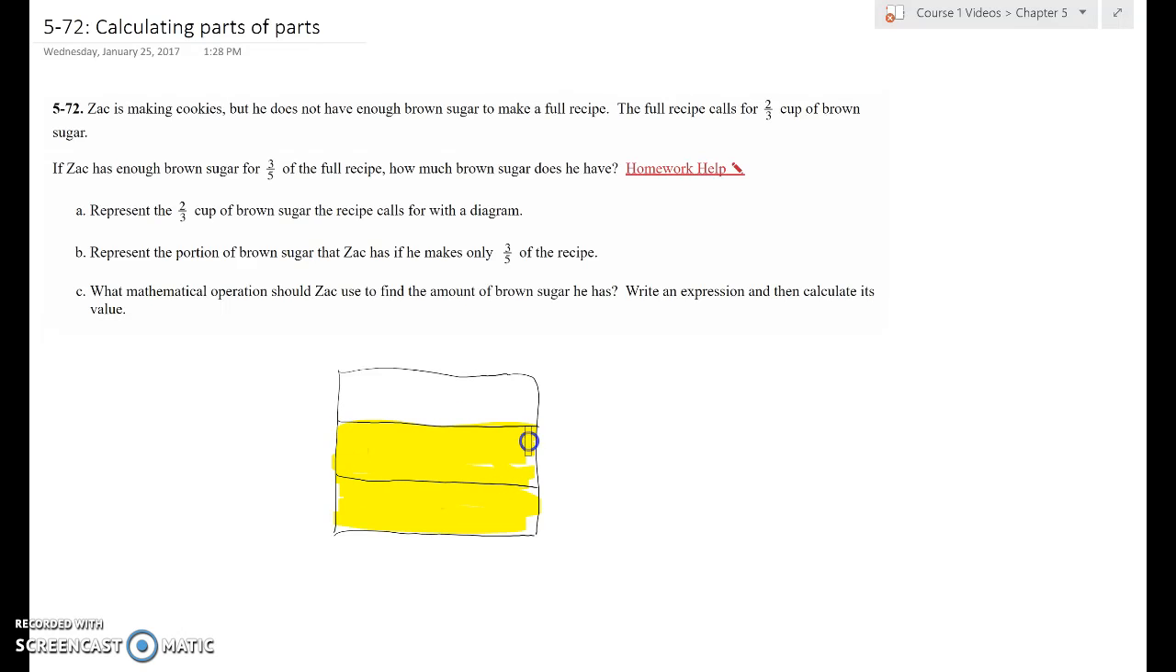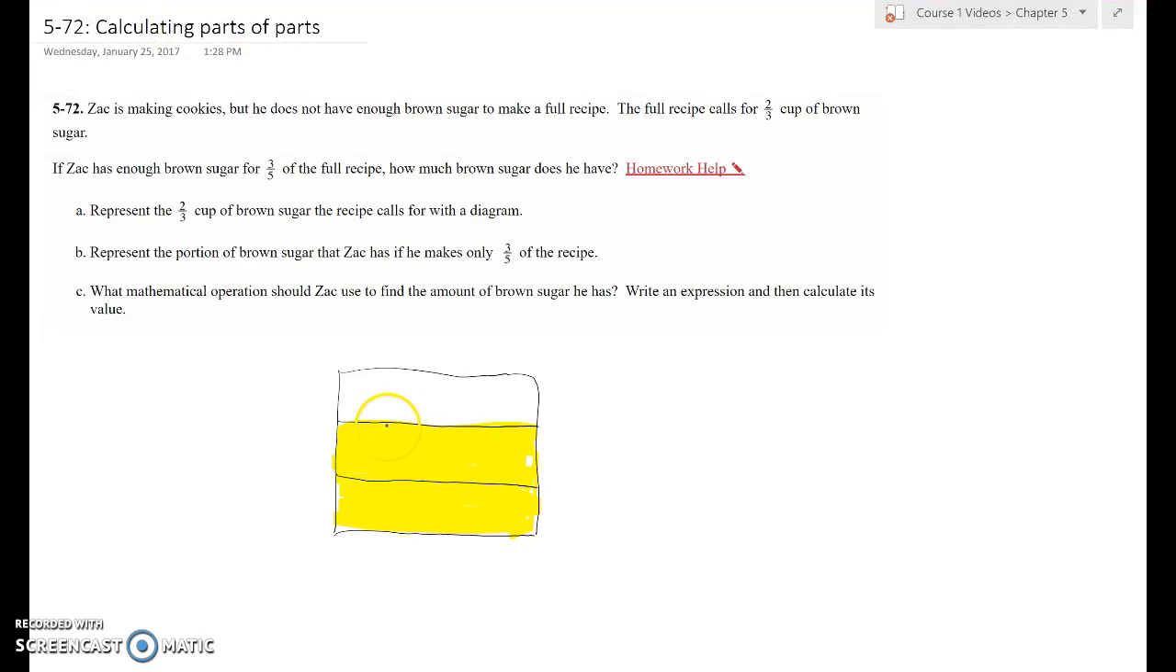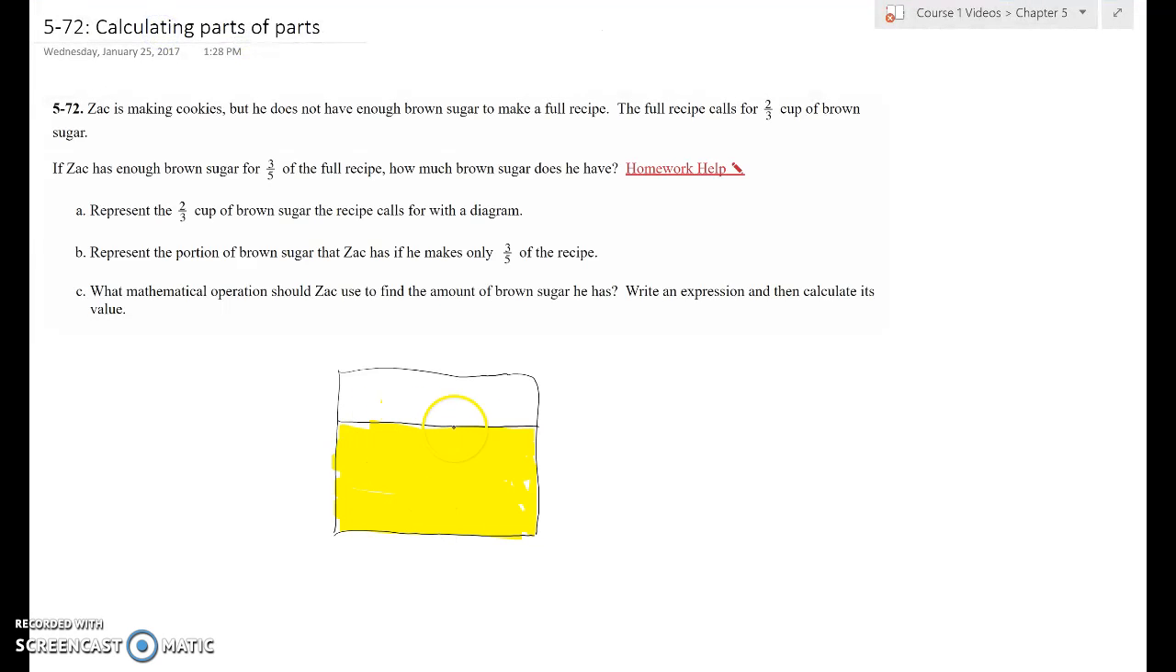Now, part B. Represent the portion of brown sugar that Zach has if he only makes 3/5 of the recipe. So he can make 3/5 of this recipe. So let me cut this into 5 pieces. I really think about what if that line wasn't there? You know, this is how much we have. And how can I cut this now into 5ths? How can I cut this into 5 equal parts? Well, I would go like that.